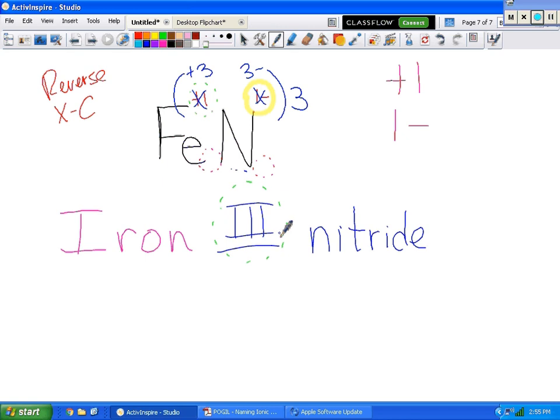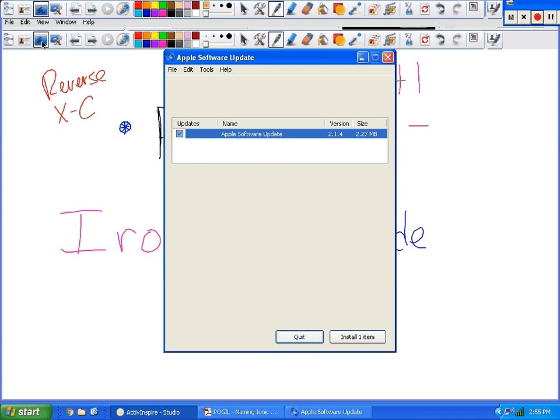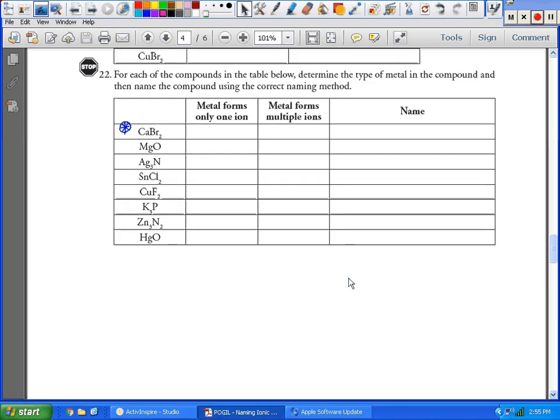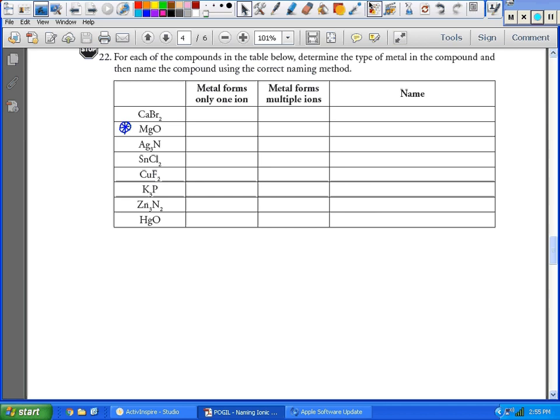No. It'll always be a whole number. A whole positive number. Okay? Because it doesn't matter. It's the absolute value because one side's positive, one side's negative, so it doesn't matter. Okay? All right. So we're good on that one. So here's what I want to do now. Number 22. For each of the compounds below, has anyone done that entire table?